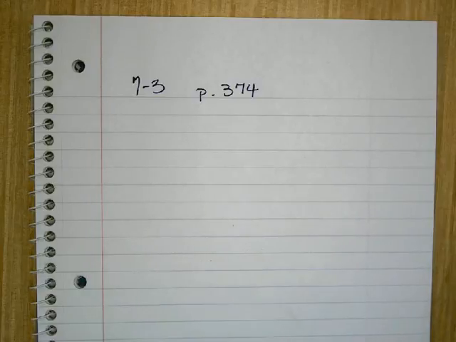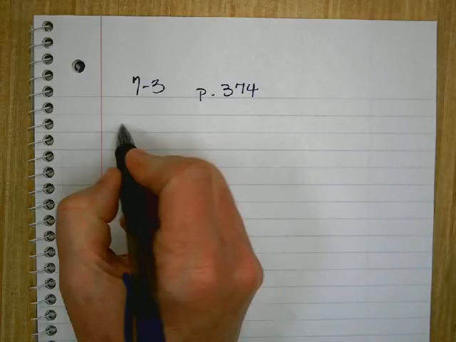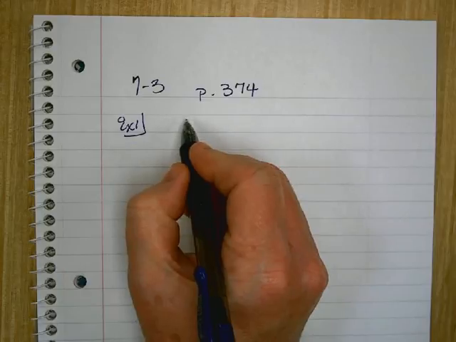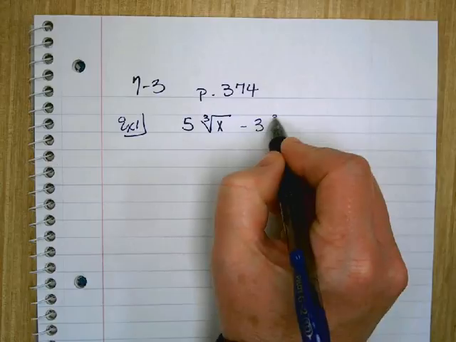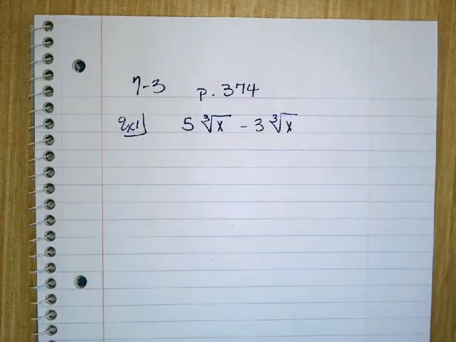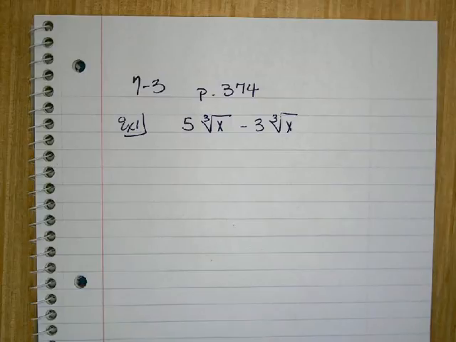Okay, we're on page 374, binomial radical expressions. Let's look at example 1. 5 times the cube root of x minus 3 times the cube root of x. You're going to treat these radicals like variables. As long as they are identical, you can add and subtract their coefficients. Okay? As long as the radical part is identical, you can add and subtract the coefficients.